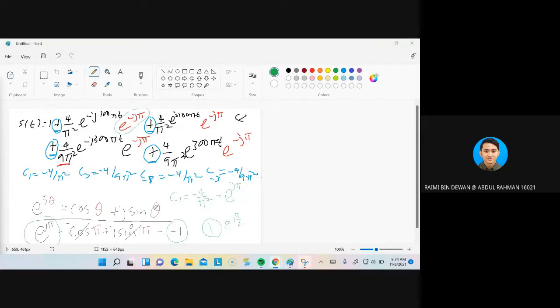You replace it with some method to actually ensure that your amplitude spectrum is always positive. Okay, to ensure that your amplitude spectrum is always positive.